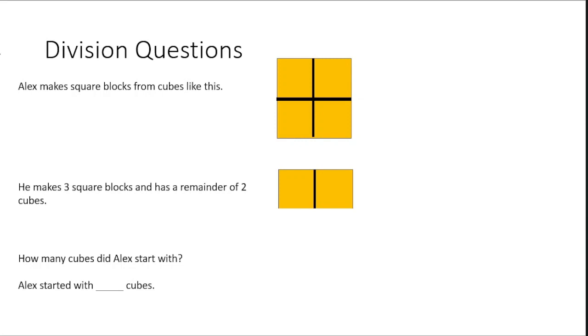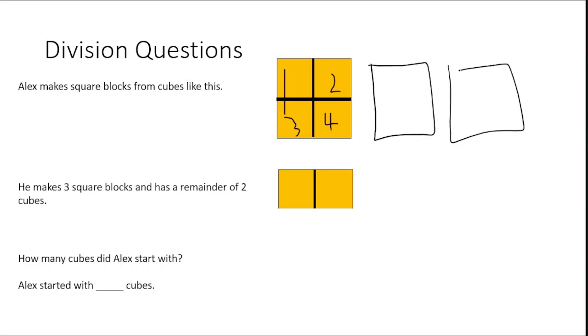Alex makes square blocks like this. As you can see, this block is made up of 4 different counters. We have 1, 2, 3 and 4. So we have 4 cubes within this bigger cube, right? He makes a square from 4 little cubes. He makes 3 squares and has a remainder of 2. So let's imagine that there's 1, 2, 3 squares. He's made 3 squares, each with 4 cubes inside of them, and he has a remainder of 2 as well.